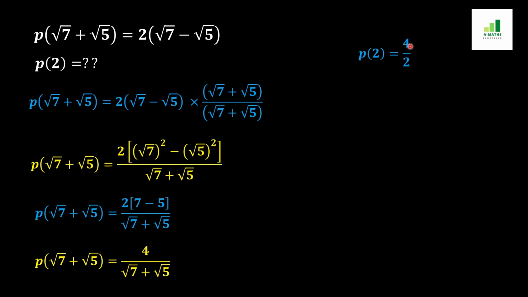P2 equal to 4 over 2, because this is a given value and our required value is 2. So when we replace under root 7 plus under root 5 with 2, automatically the whole equation where we should get this value will be replaced with 2, and as a result this whole expression will be converted into P2 equal to 4 over 2. This 4 will be divided by this 2, and as a result we will get 2, and this is the answer for this expression. P2 will be equal to 2, and this is our required answer.